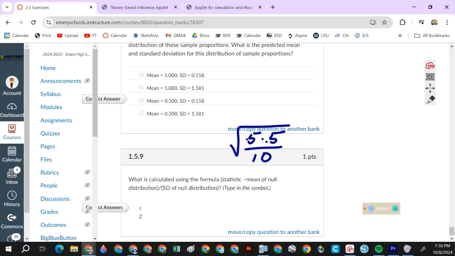What is calculated using the formula statistic minus mean of null distribution divided by the SD? That is the z-score, not the capital Z-score. How did that look on your end? Was it just blank? Oh, so the answer is just Z.